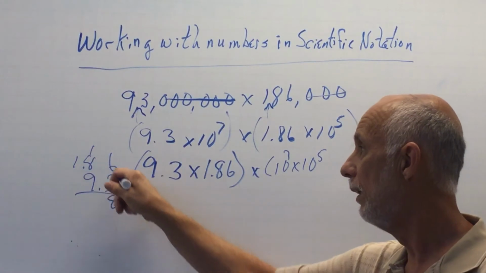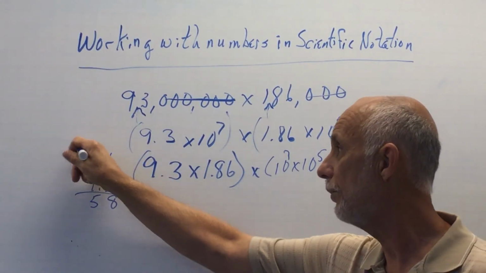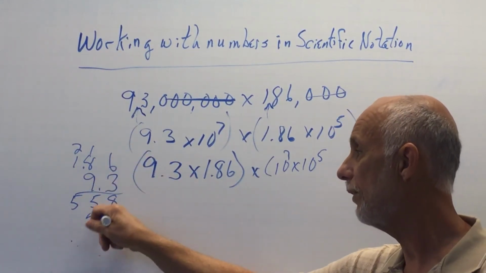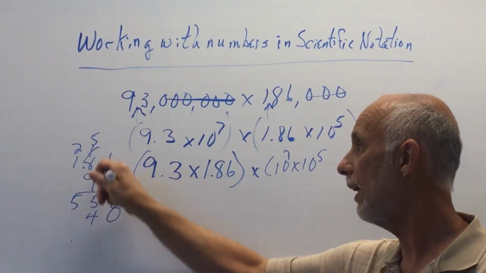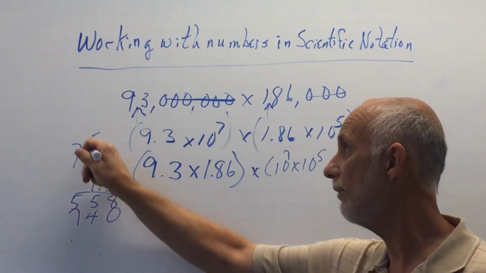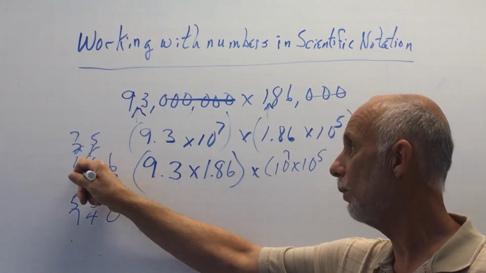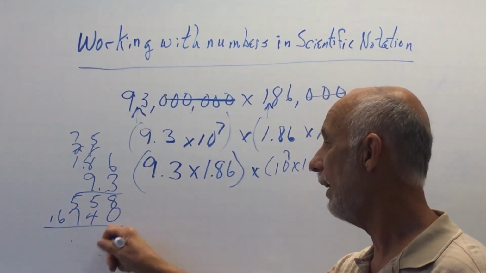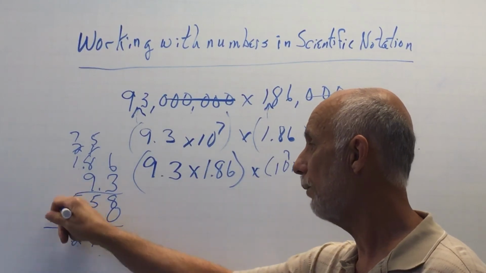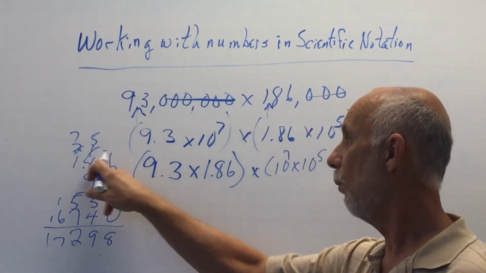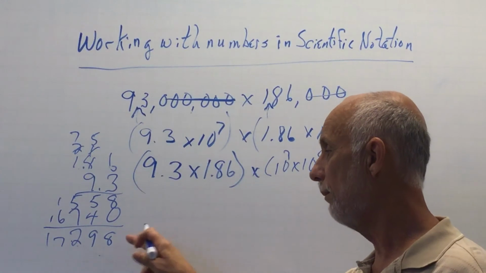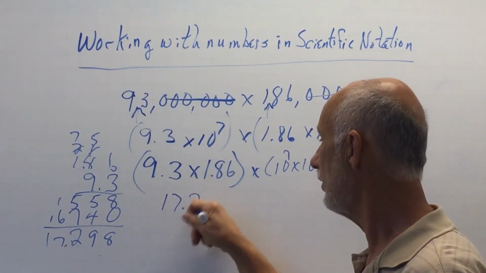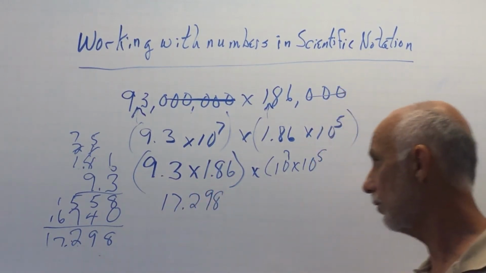Multiply: 18, carry the 1, 24 and 1 is 25, carry the 2, 3 and 2 is 5. Put a 0 here, 9 times 6 is 54, carry the 5. 9 times 7 is 63 and 5 is 68, carry the 6. 9 times 1 is 9, plus 6 is 15. Add: 8, 9, 12, carry the 1, 7, 1. Count 1, 2, 3 places beyond the decimal in the problem, 1, 2, 3 places beyond the decimal in the answer, and your answer comes out to be 17.298.